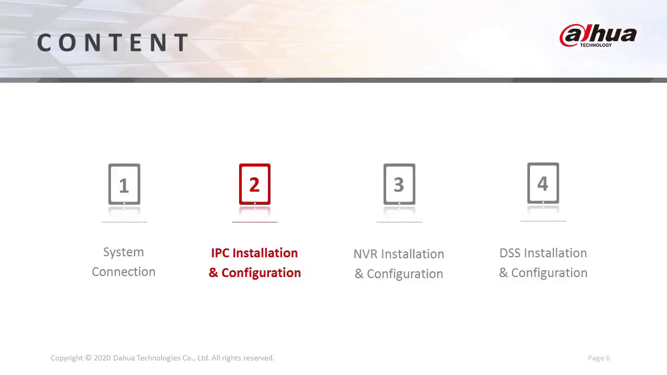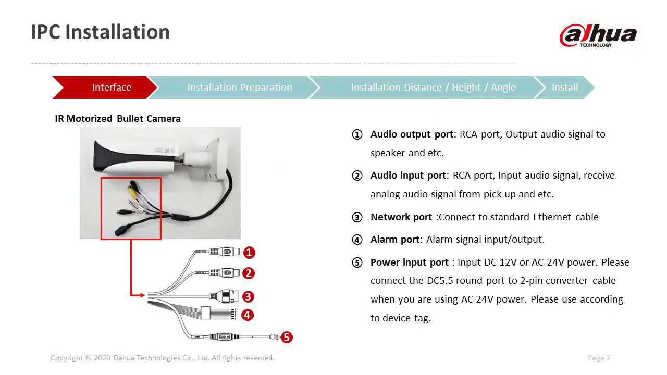Next, we will introduce how to take IPC installation and configuration. For IPC installation, we need to know the camera interface, installation preparation, installation distance, height, angle, and how to install the camera properly. Different models have different interfaces. Here we take the IR motorized bullet camera as an example.